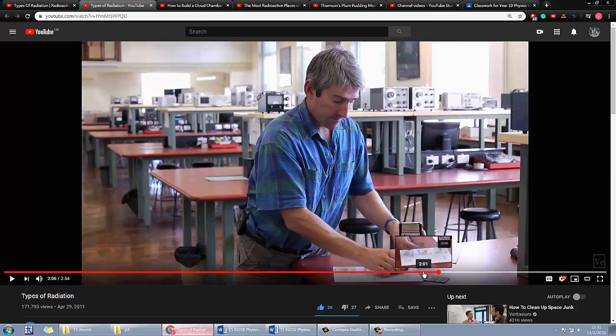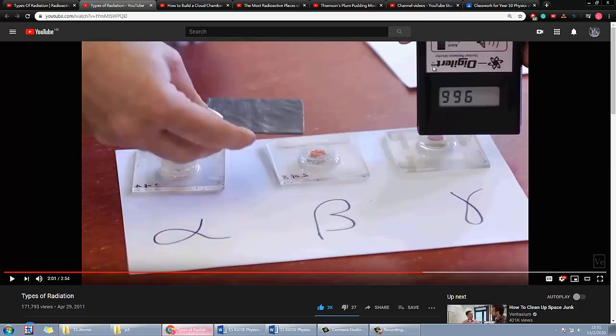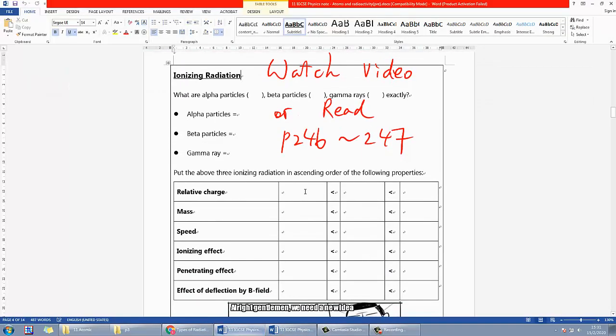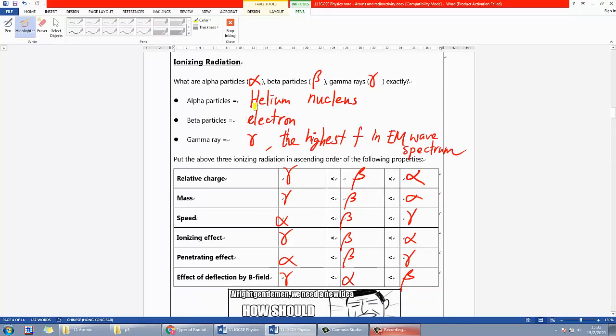And by the way, the machine that he is using here is called a GM counter. We'll talk about it later on. GM counter, Geiger-Müller counter, is something to detect radiation. Okay, so try to pause the video now, do it first, and continue the video to check the answer. Okay, so here's the answer.